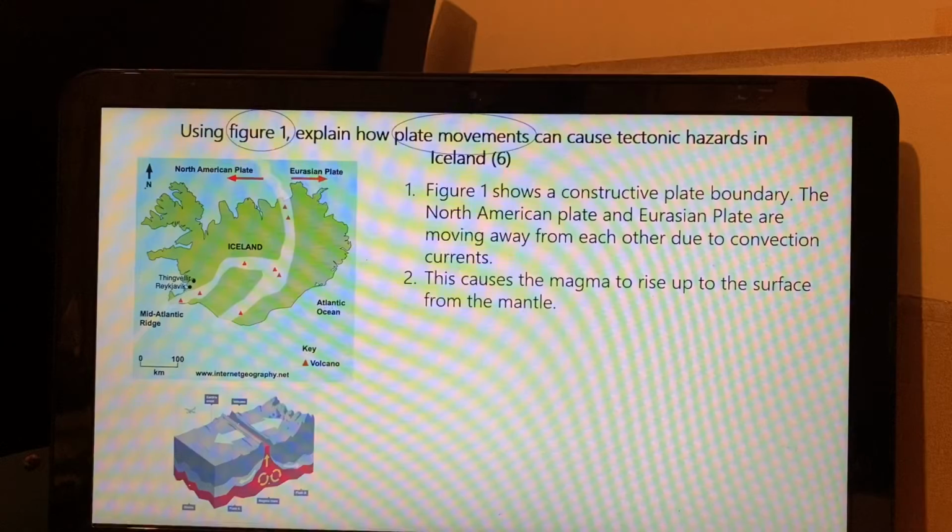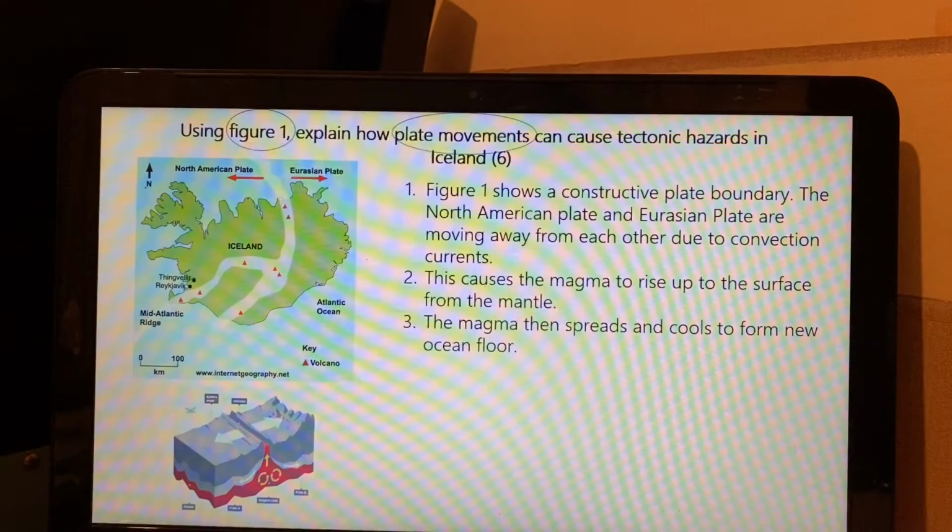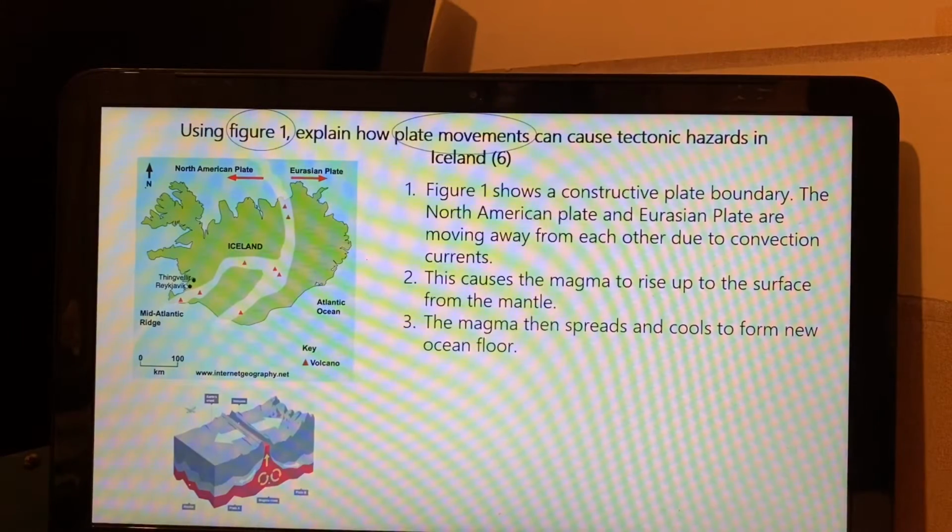Now step 3, once the magma has risen, let's see what step 3 is. That magma then spreads across the ridge, and it obviously cools. Now think about when something like lava cools, it'll form rock hard basalt, which is a type of rock. So you would say this new ocean floor is formed. So think about step 3.